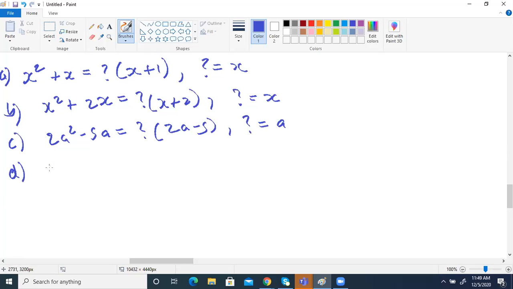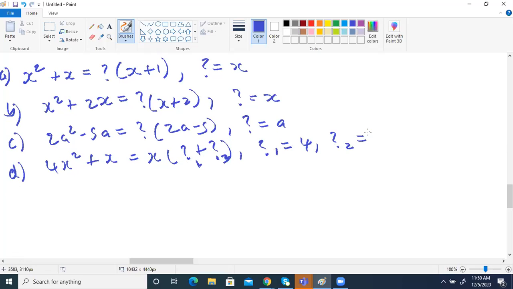And then D: 4x squared plus x equals x, and then question sign plus question sign. So I have two question signs. I'm going to call them question sign 1 and question sign 2, just to differentiate them. 4x plus 1. Everybody agree? So question sign 1 is 4x, and question sign 2 is 1.